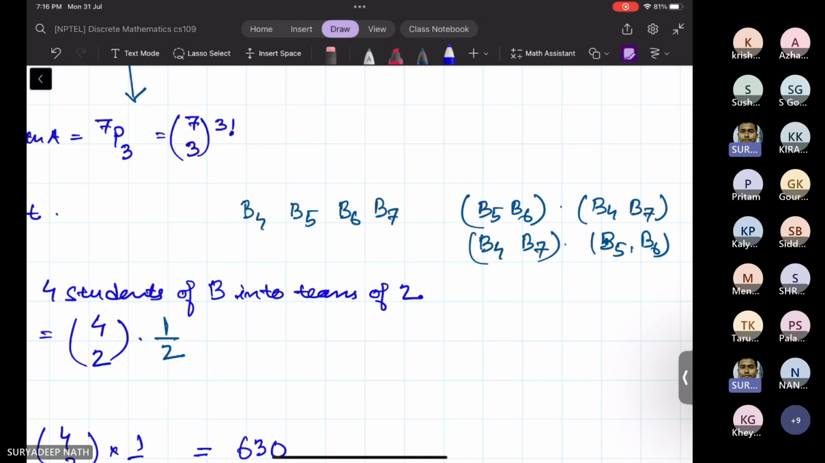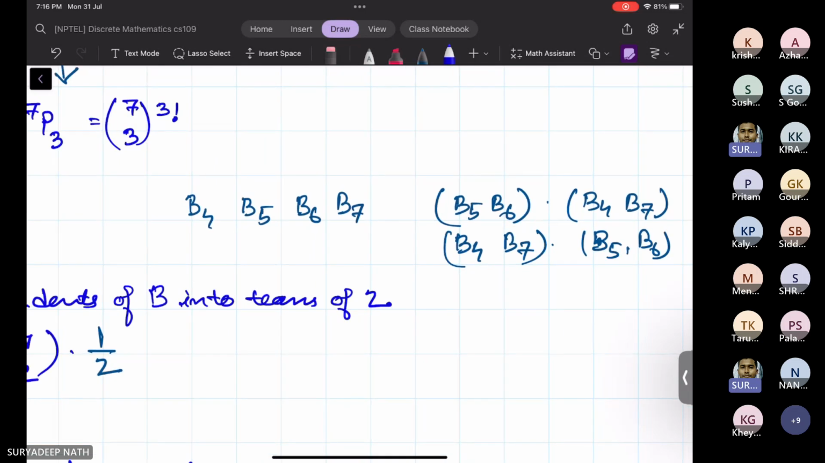The complement of it is also of size 2, that's why this is happening. If it was more than 2, let's say instead of 4, if there were 5 students left in B, then we wouldn't have to divide it by 2. It would be slightly different, but you get the point, right? When you are picking one, the other one is automatically getting created.